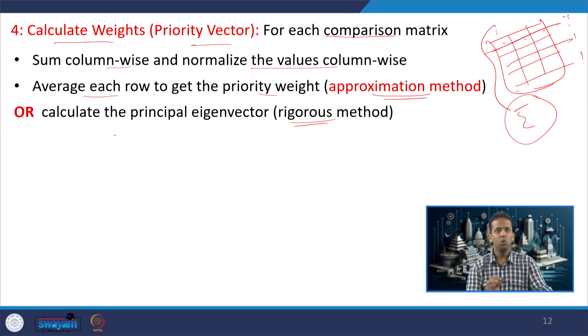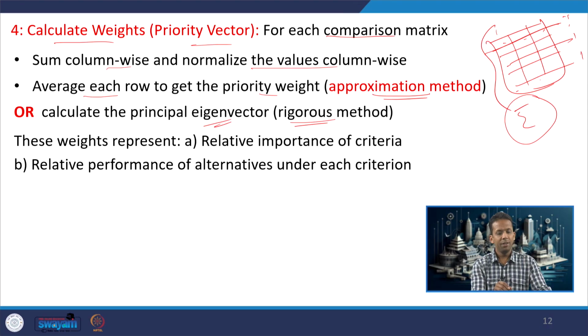And the rigorous method is to use the principal eigenvector approach, where you calculate the determinants of the matrix and find the maximum eigenvalue, and using that get the priority weights. But in this course, let us stick to the approximation method, as it is relatively easy to understand. For any of these tools, AHP, TOPSIS or different MCDMs, you would find there are online links and tools available. Also software like Scilab, MATLAB or even Excel sheets, you can develop your own models which can calculate and give you this principal eigenvector without much effort.